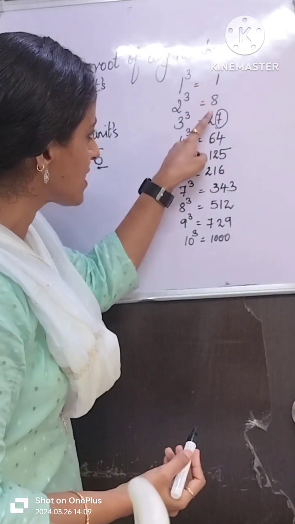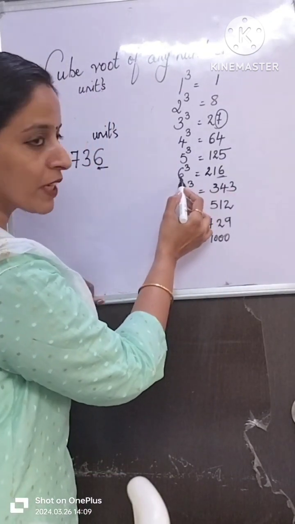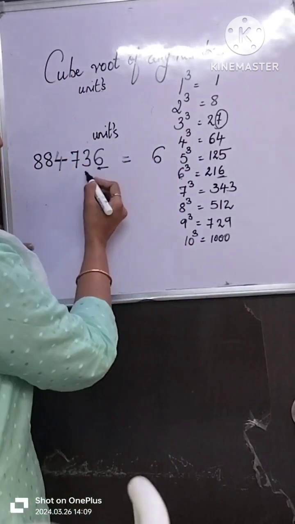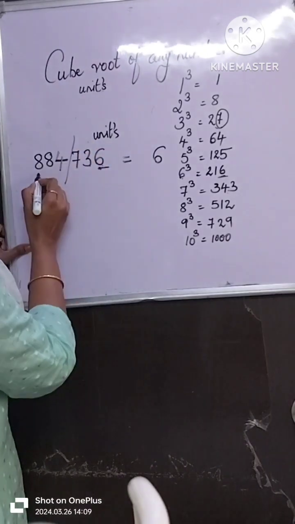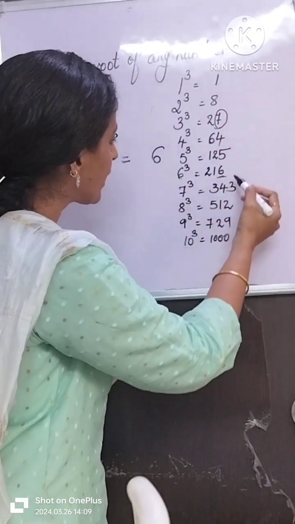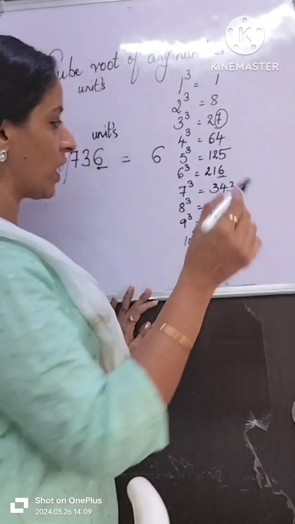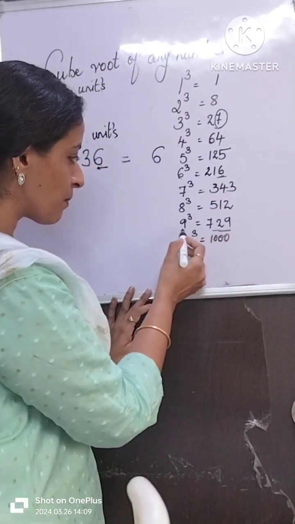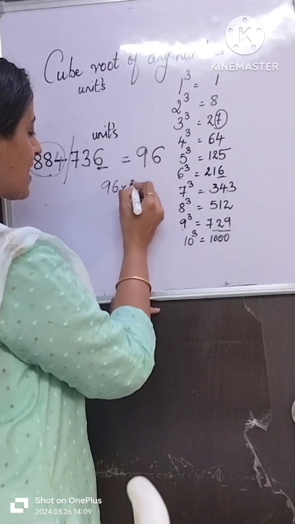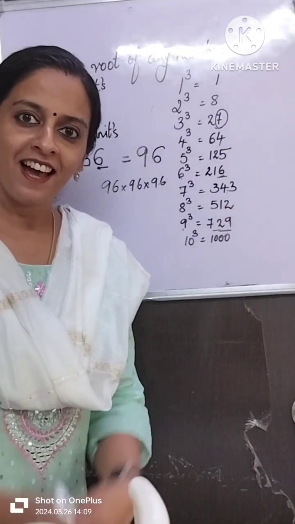Find the number which has 6 in its units place. Yes, here we have 216. Which is the number corresponding to that? 6. So I got the digit in the units place. It's 6. Now, leave the last 3 digits and take the remaining digits, 884. Where will 884 lie? 884 will lie between 729 and 1000. You will always go for the smaller number. So it's 729, and the number corresponding to that is 9. So 96 into 96 into 96 is 884736. As simple as that.